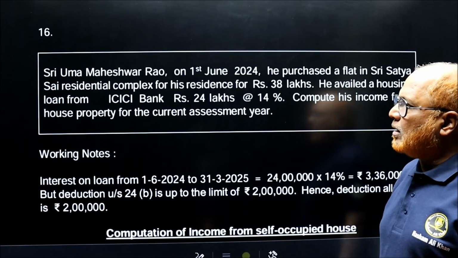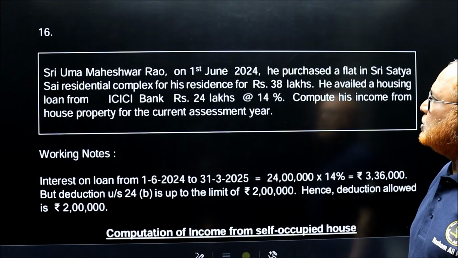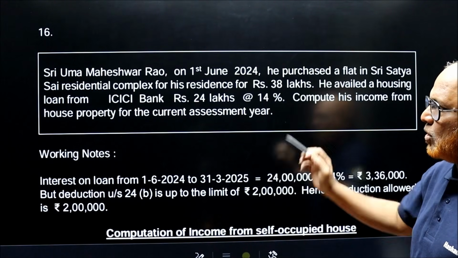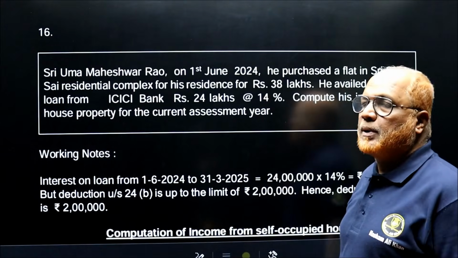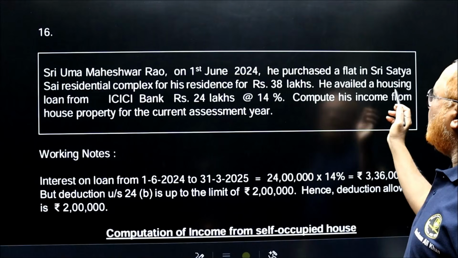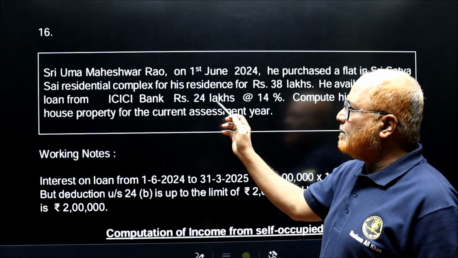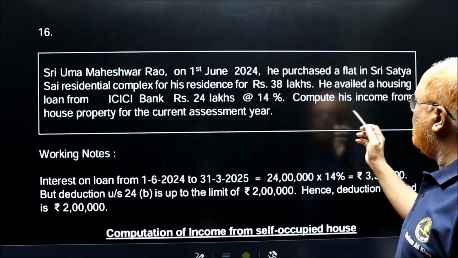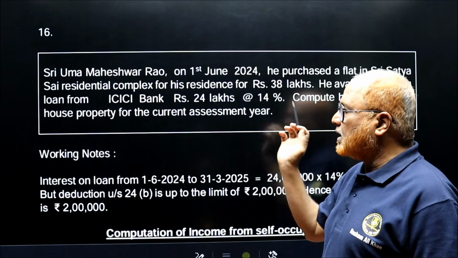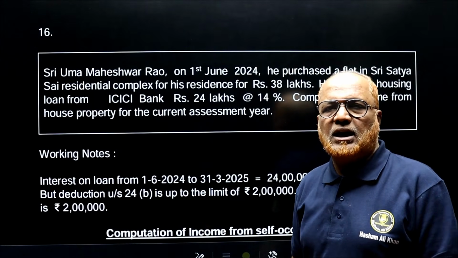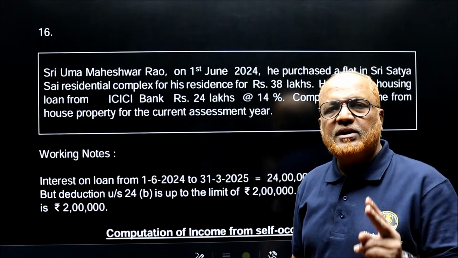Sri Uma Maheshwar Rao, on 1st June 2024, purchased a flat in Sri Satya Sai residential complex for his residential purpose, again self-occupied, for 38 lakh. He availed a housing loan from ICICI Bank for 24 lakh at the rate of 14%. Compute his income from house property for the current assessment year. Loan is taken after 1/4/1999, right? The limit is up to 2 lakh.